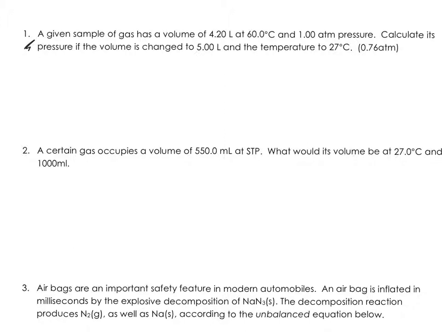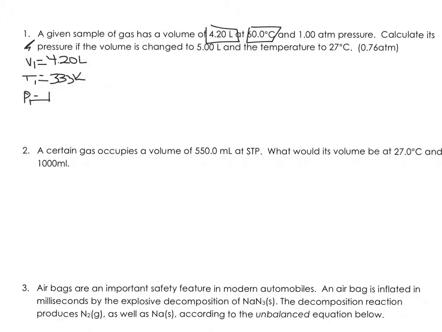Okay? Now, a sample of gas has a volume of this at 60 degrees Celsius. So I'm going to stop right there and write out V1 is equal to 4.20 liters and T1 is equal to 60 degrees Celsius, meaning I have to convert that to Kelvin. So that's going to be 60 plus 273, that's going to be 333 degrees Kelvin. You have to convert the temperatures to Kelvin, and your pressure is 1 atmosphere.